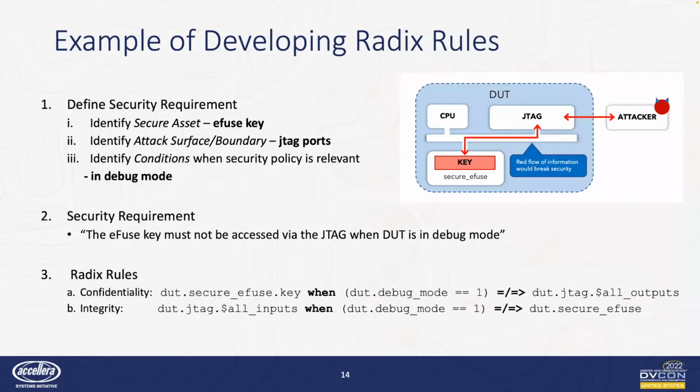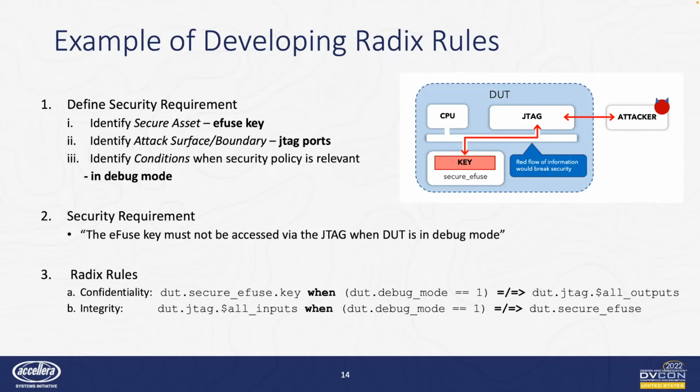Let's look at an example of how to develop a Radix rule for a simple example. In this case, we're concerned that an attacker can access encryption keys stored in eFuses. So the first step is to identify the secure asset, in this case, the eFuse key. Second, identify the attack surface or secure boundary where the attacker can access the device, in this case, the JTAG port. Thirdly, identify conditions when the assets need to be protected. Here, when the chip or the IP is in debug mode.